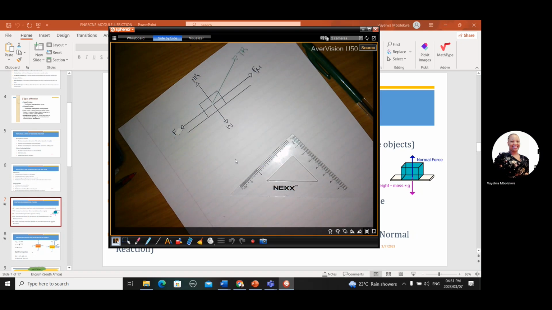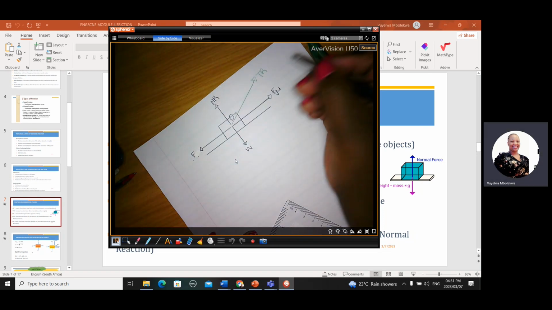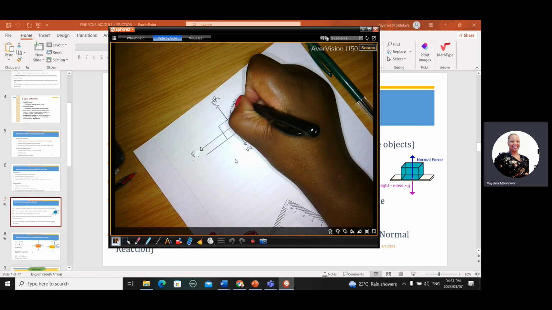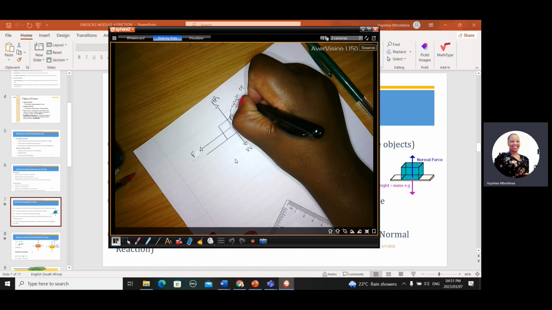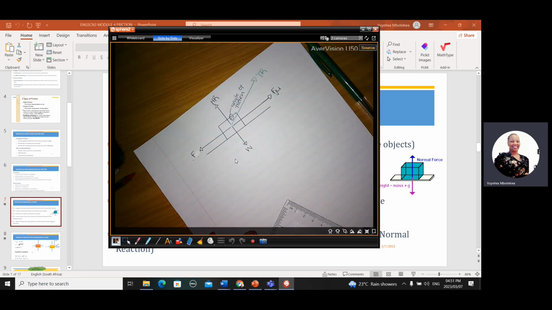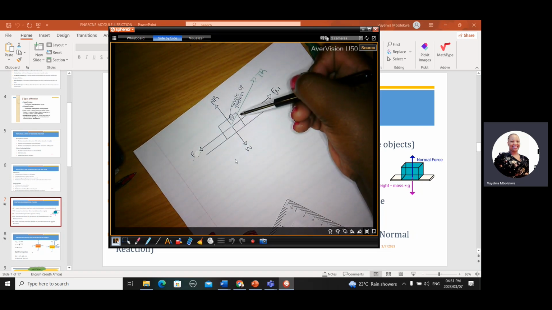Then there is also an angle that is here. That angle is called the angle of friction. Sometimes they ask you to define this angle. To define this angle, you simply mention the position of this angle. You say it is an angle between the normal reaction force and the total reaction force.